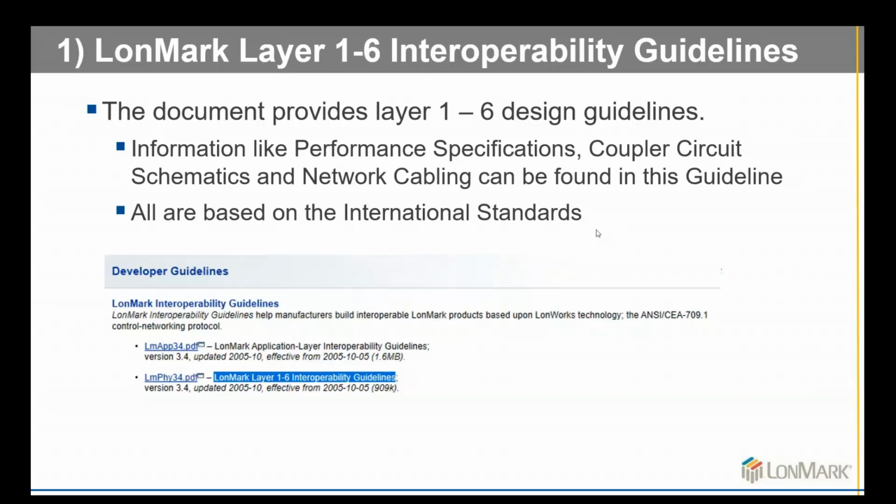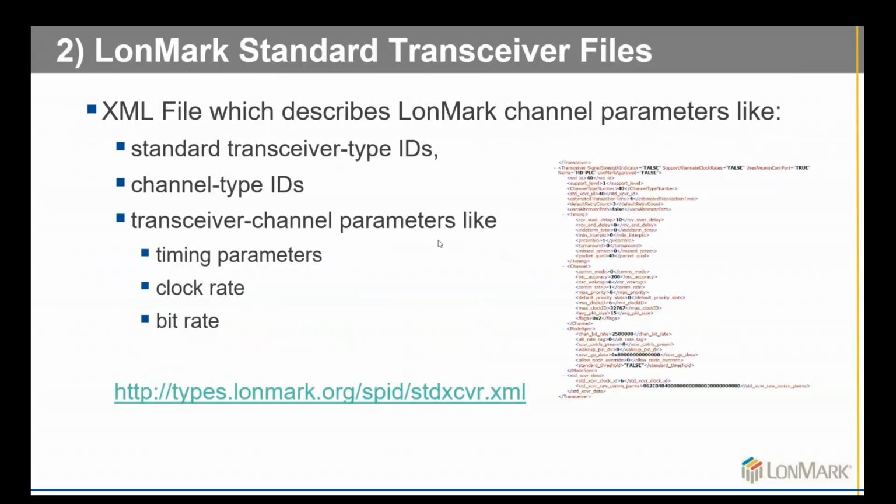The second information is then the LonMark standard transceiver files. This is an XML file which is used by development tools and which is used by the integration tools. It has all the necessary information about the standard transceiver IDs. It has information about channel parameters like timing, clock rate, bit rate. This can also be found on our website under the following link.